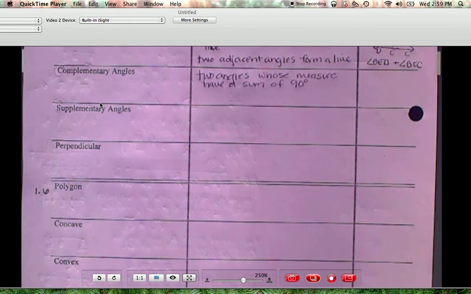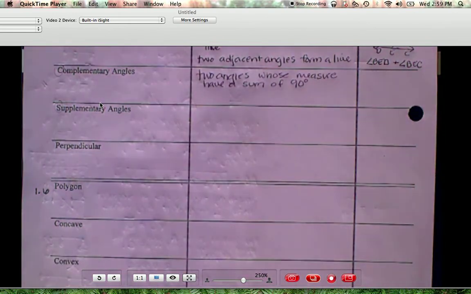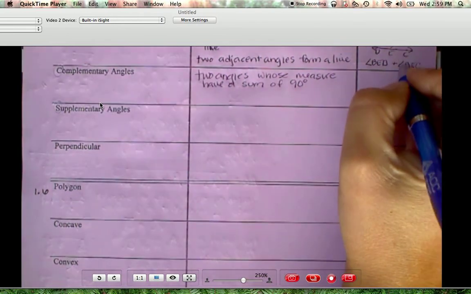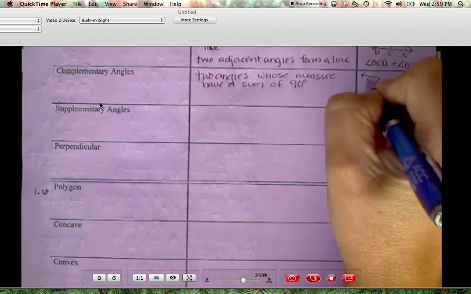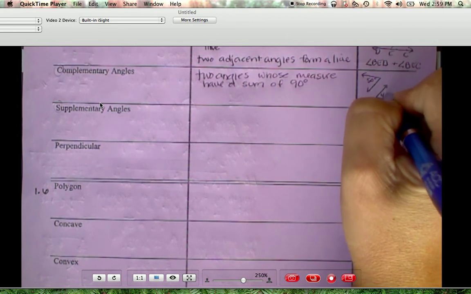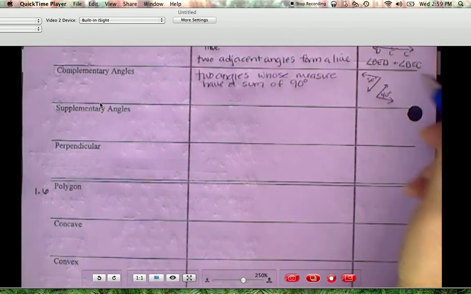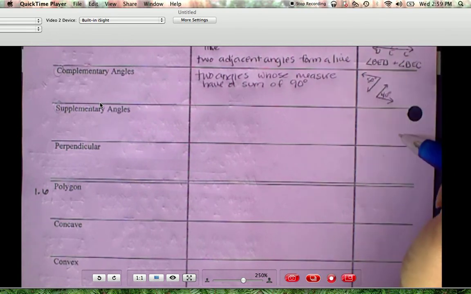Now prior to geometry, that's all you have to look for. But now in geometry, there's a couple different ways that you could see this. The old school way is if we had 2 angles and one said it was 50 degrees and another angle said it was 40 degrees. Then we would know these 2 angles would be complementary because 50 plus 40 equals 90.